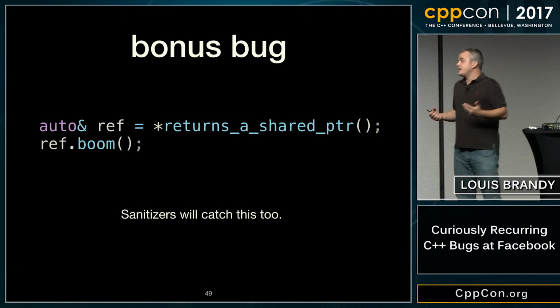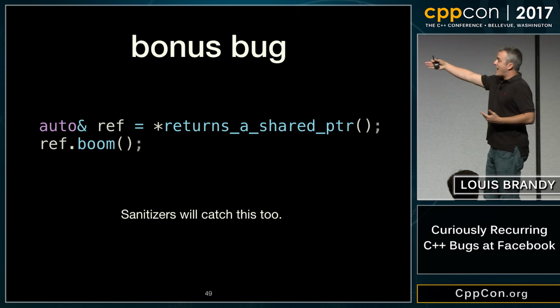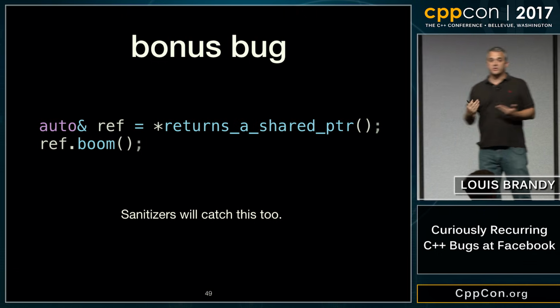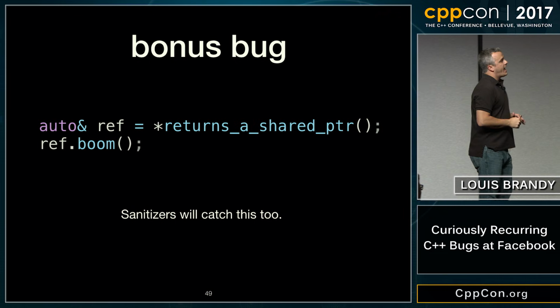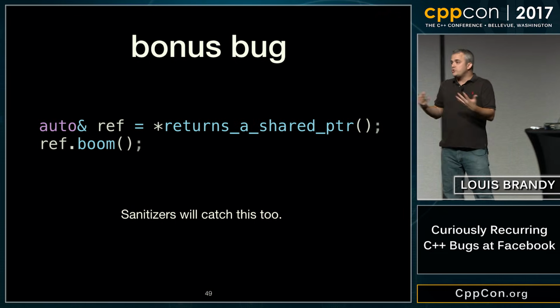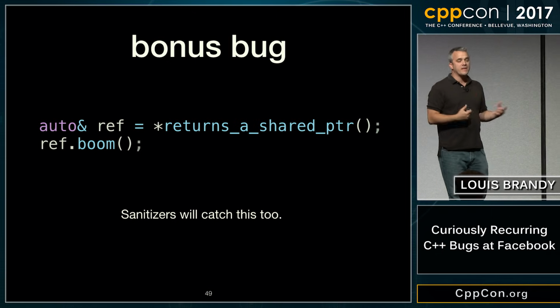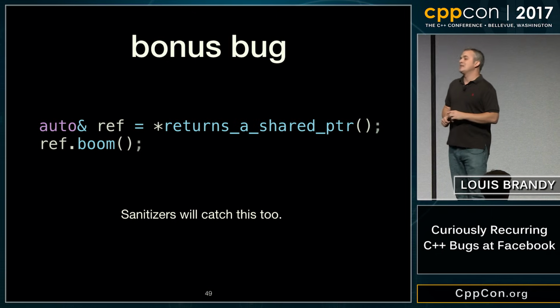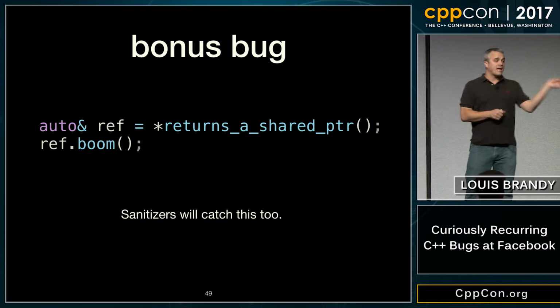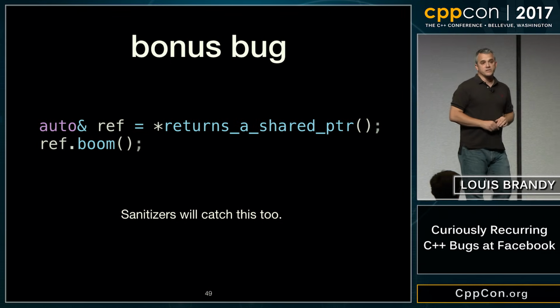So the problem here, of course, is everything that happens after that: the shared pointer's gone. It's been destroyed because you dereferenced it. And you don't have the protection of a reference count anymore, right? So all your code is now running without a reference count protecting it. So this one's come up a number of times. But again, address sanitizer does catch this one very easily.